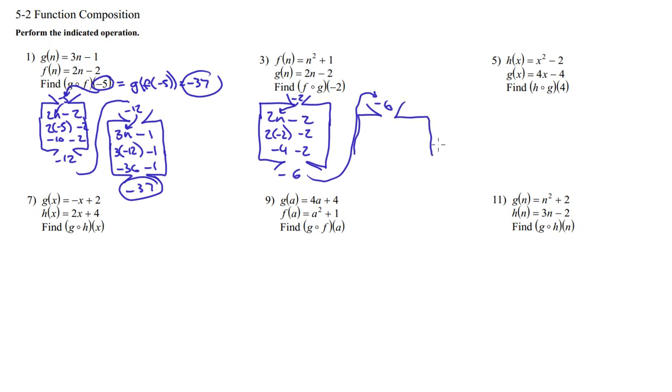Sorry for my not pretty looking function machines, but you get the idea. So the f machine is next, so that's n squared plus 1. This negative 6 goes in for the n, so we do negative 6 squared plus 1. Negative 6 times negative 6 is positive 36 plus 1, which gives us 37. So that means f of g of negative 2 is positive 37.